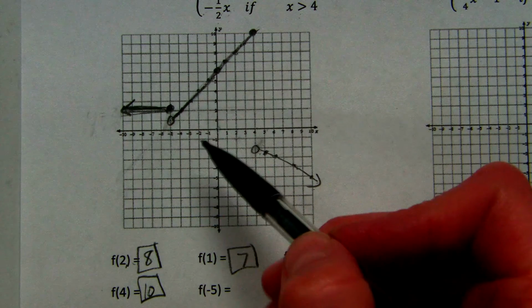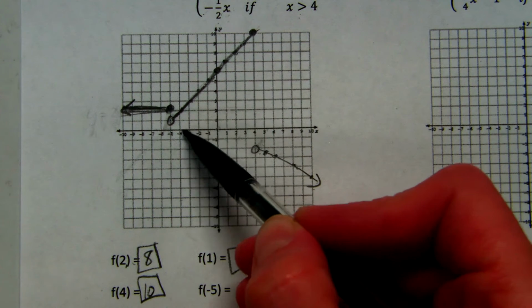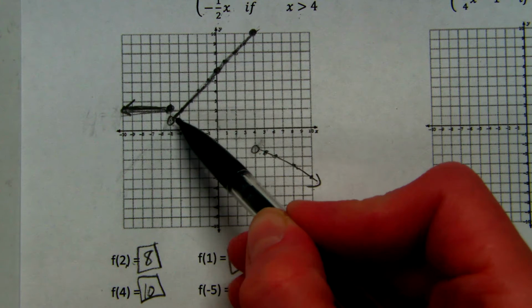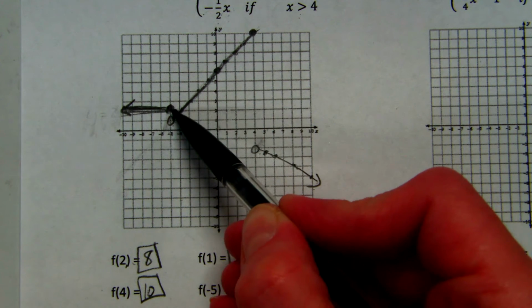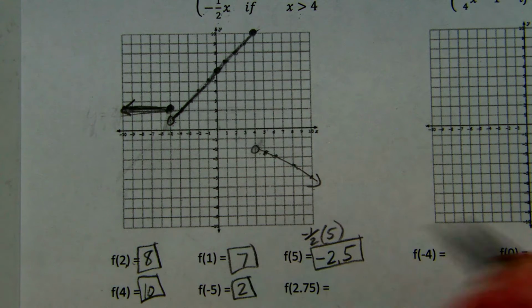All right, so negative 5, 1, 2, 3, 4, 5, is where this endpoint is. This one's not filled in, but this one is. So the one where it is filled in is the one that you keep. So that's going to be positive 2.